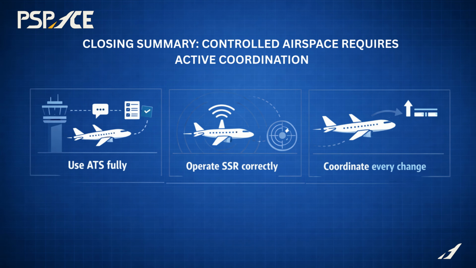The learning intent is operationally clear. In controlled airspace, safe flight depends not only on flying the aeroplane accurately, but also on preserving a continuous, reliable, and shared understanding between the cockpit and ATS. That is what keeps traffic orderly, predictable, and safely separated.